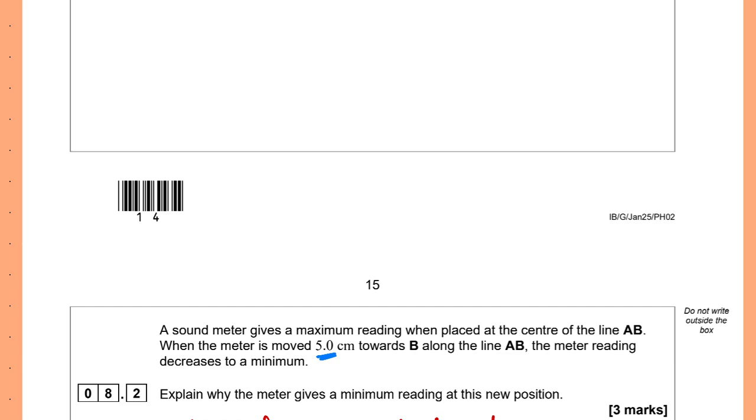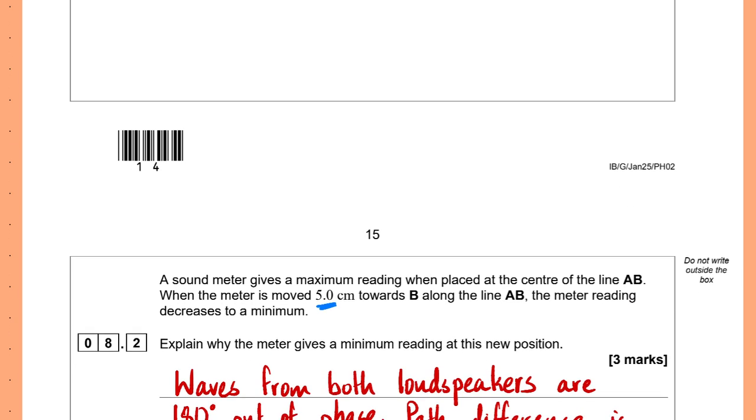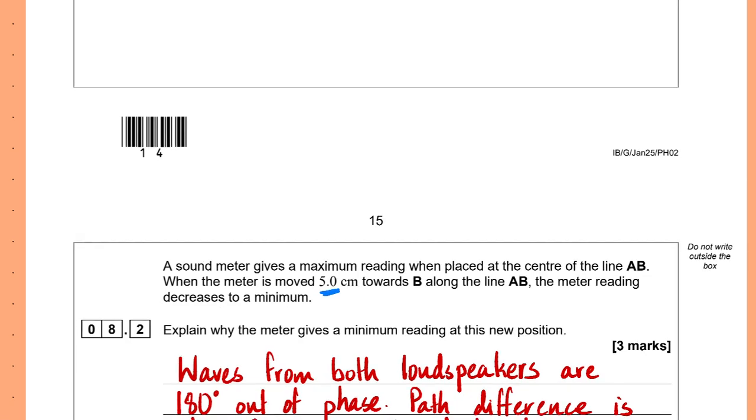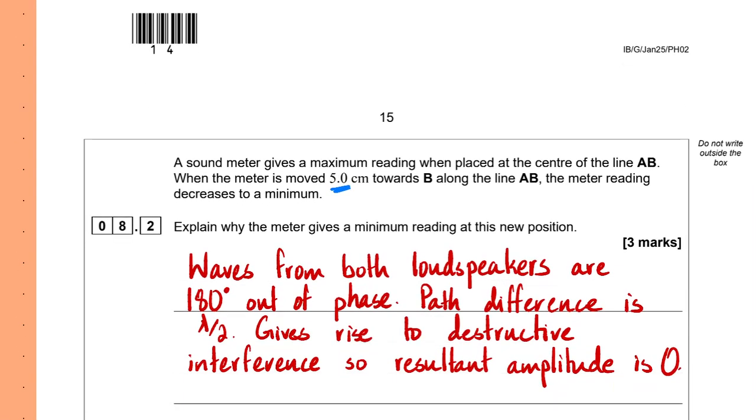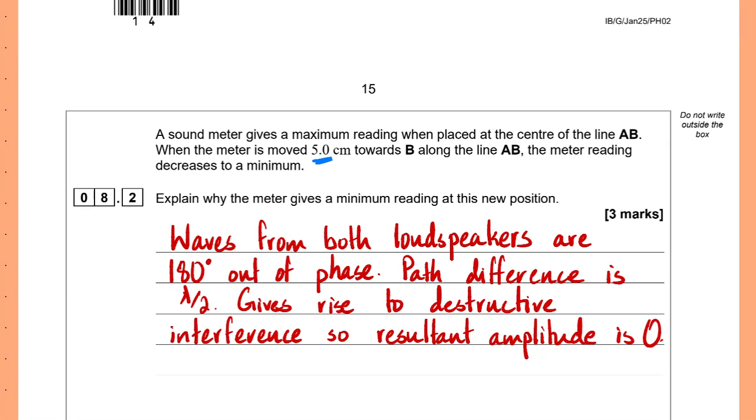But now the waves must be meeting in such a way that they are 180 degrees or exactly out of phase, or you can say in anti-phase. Similarly, the path difference is also a multiple of the half wavelength now. Odd multiples of the half wavelengths is the condition for destructive interference. So this gives rise to destructive interference. So the resultant amplitude is 0 or is a minimum.